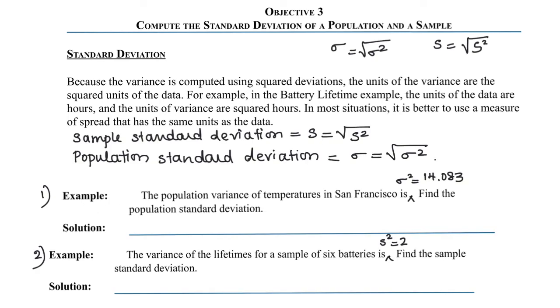In the first example, the population variance of temperatures in San Francisco is given. Find the population standard deviation. So, take the square root of that. And in the second example, the variance of lifetimes for a sample of 6 batteries is given. Find the sample standard deviation. So, take the square root of that.